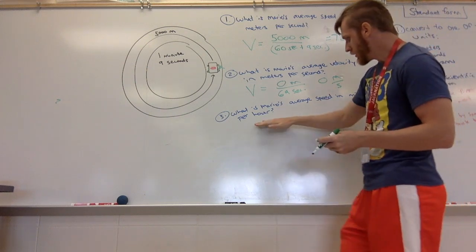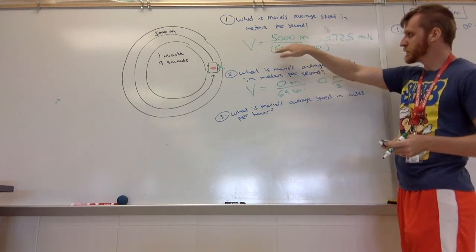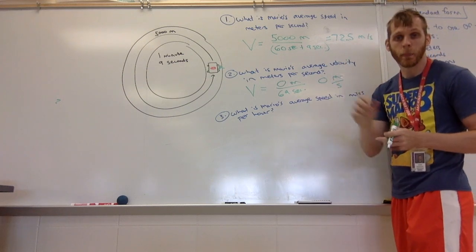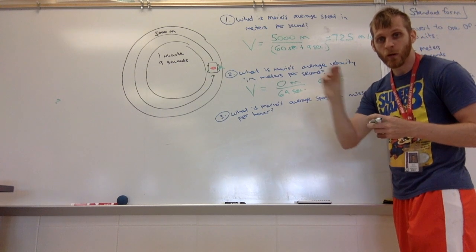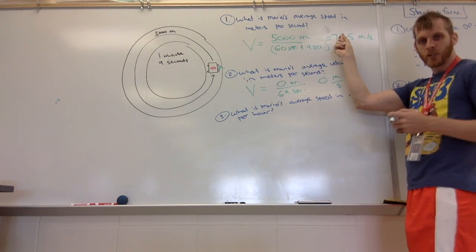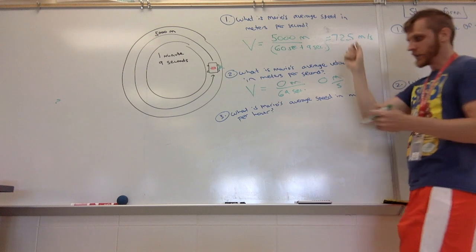All right, what's Mario's average speed in miles per hour? We're going to go with the speed one, not the velocity one, because it's too easy. What we're going to do is start with what we know. The way you convert from one measurement to another measurement is you start with what you know. Here I know he's traveling 72.5 meters per second, so we'll write that like this.